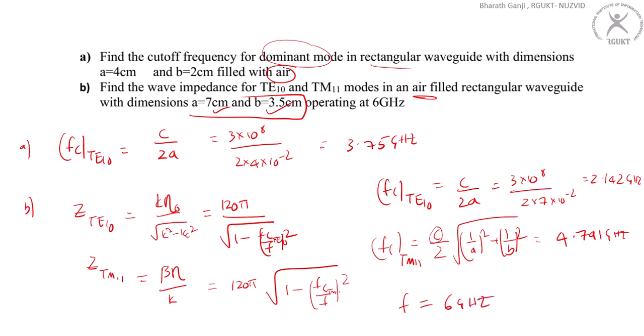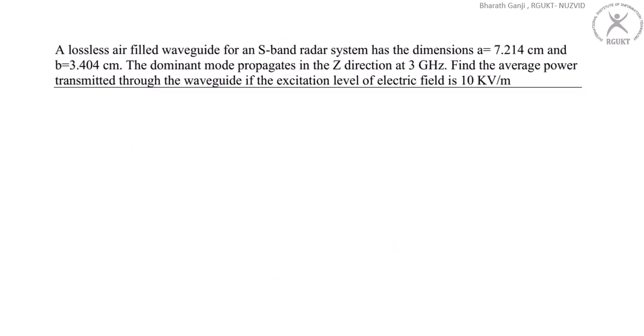So if I substitute all these values here, the fc is here, f is here, and 120 pi, right, you will get an answer for the wave impedance of TE10 mode as 403.58 ohms, and for TM11 mode you need to get an answer of 226.94 ohms, right? So that's how you do it. So I'll move on to the next problem.